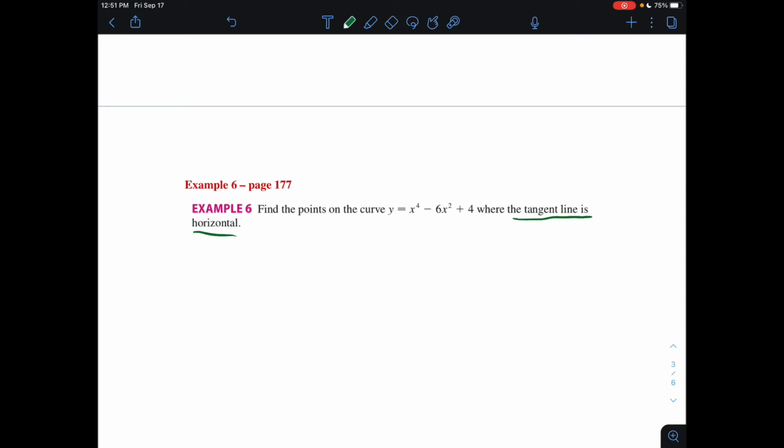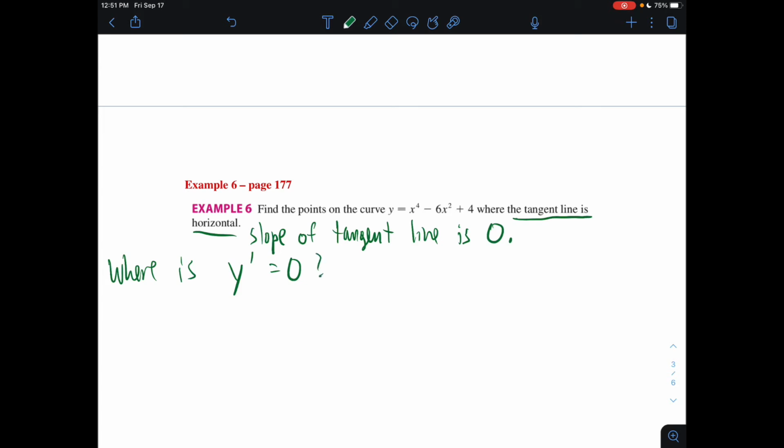And if they're saying we want to know where the tangent line is horizontal, that means that the slope of the tangent line is 0. How do we find the slope of a tangent line? That's using the derivative. So this question is really, where is the derivative y prime equal to 0? So first we have to find the derivative.